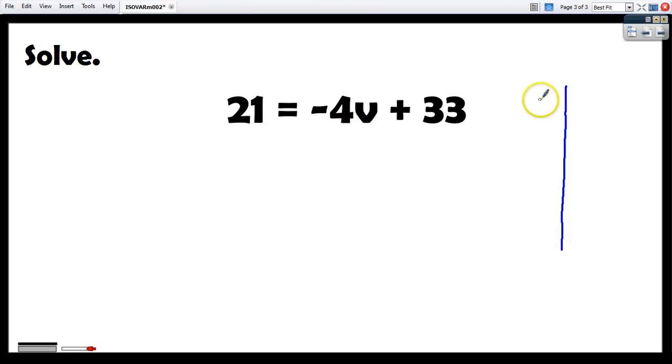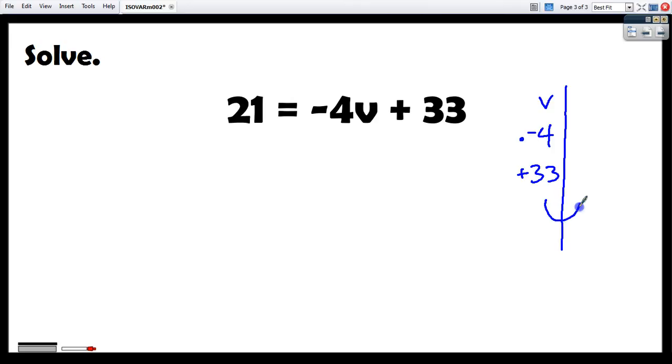V is our starting point. And once again we have a choice. Did they add this 33 first, or did they multiply by this negative 4 first? Well, again, multiplication comes before addition, so what they did was they took V and multiplied it by a negative 4. Then they added the 33.